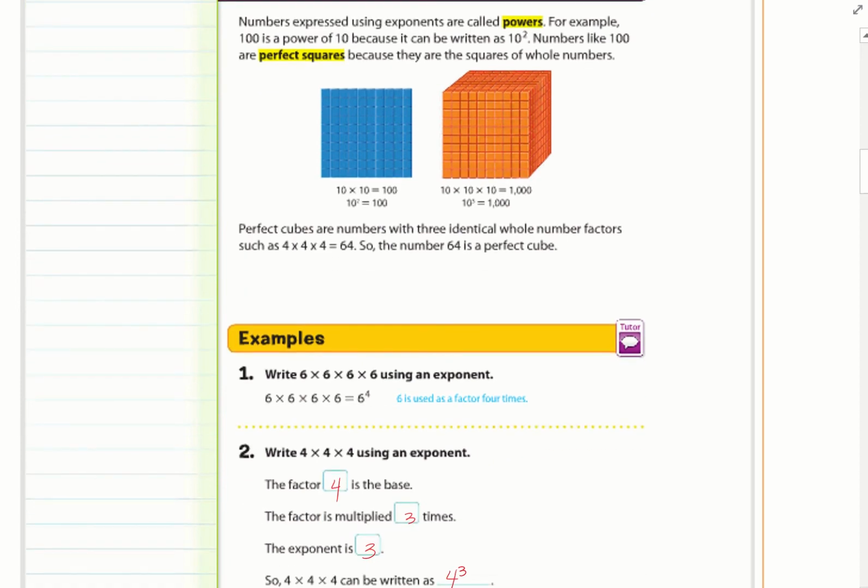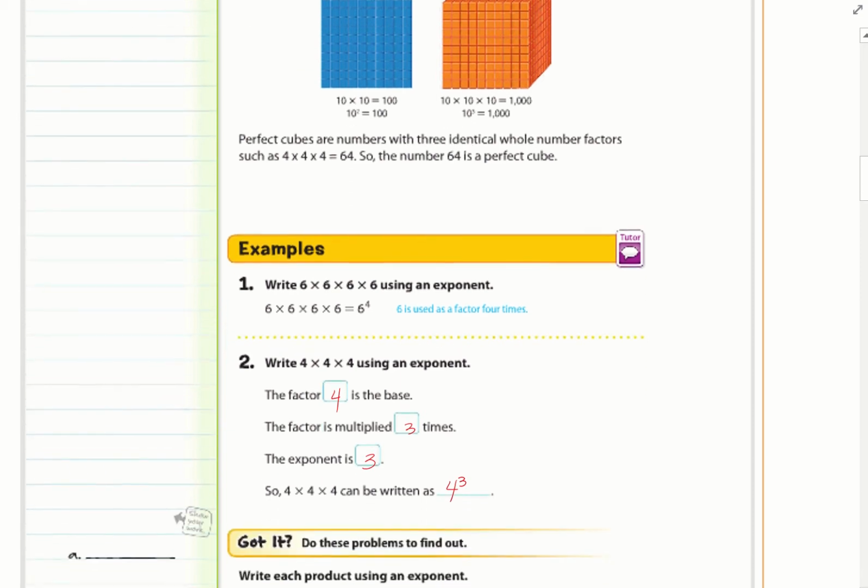Perfect cubes are numbers with 3 identical whole number factors such as 4 times 4 times 4 equals 64. So the number 64 is a perfect cube. Another example is going to be 10 to the third power, which is 1,000. 1,000 is also a perfect cube.